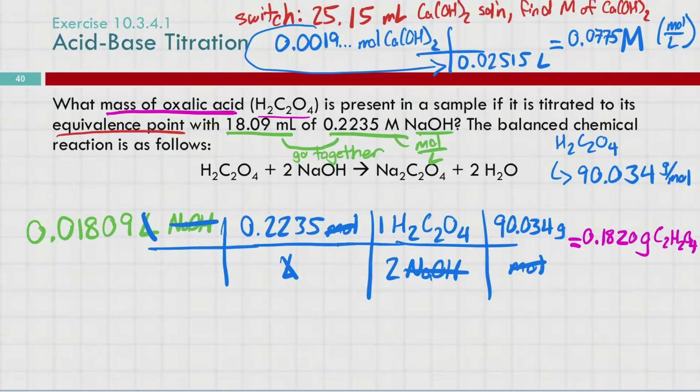I wrote it C2H2O4 because that's the way Google would normally tell you. That's like the normal ordering. It's just an oopsie on my part. It's the same thing. Questions about doing those steps?